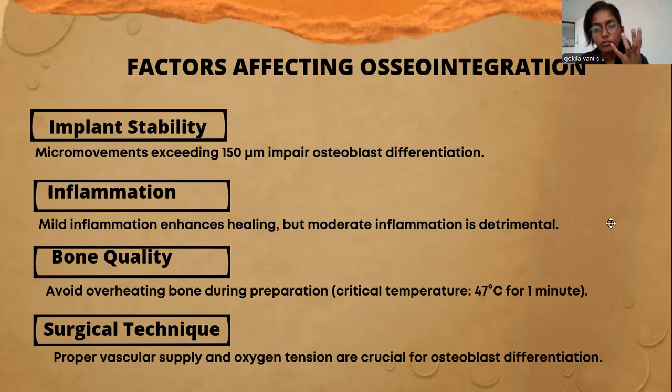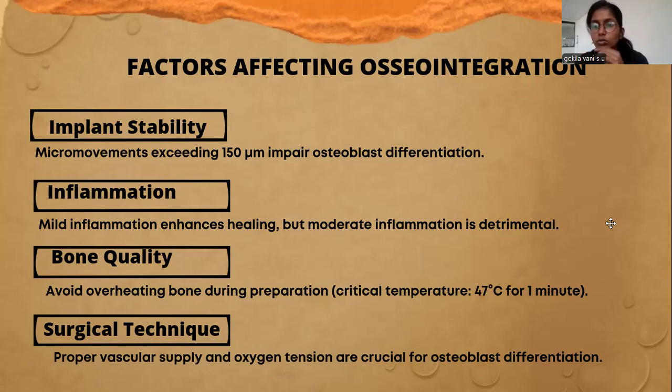Posterior maxilla is D4, which is because of its porous bone quality. So the ideal placement for an implant would be D2 bone, that is your posterior mandible. So bone quality also decides the implant placement or implant success to some extent.